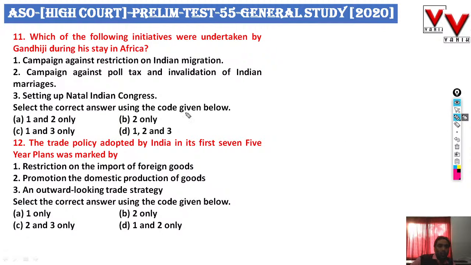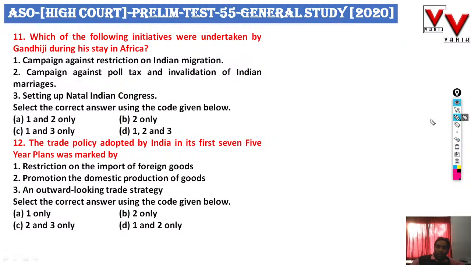That is the 11th one. Which of the following initiatives were taken by Gandhiji during his stay in Africa? That means before he took part in the Indian freedom struggle, he was staying in South Africa, and he returned to India in 1911. Before that, he did his experiments with his tools in South Africa only. So the question is asking what he did in South Africa. And we are going to discuss those things.